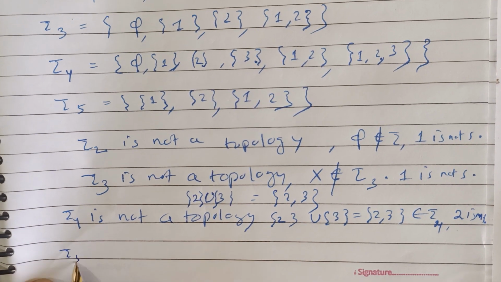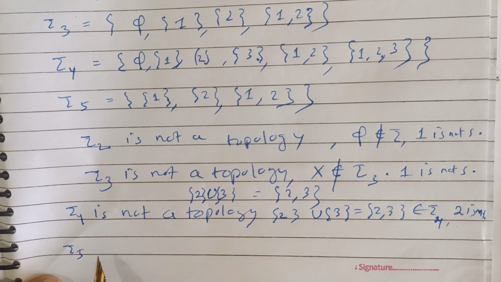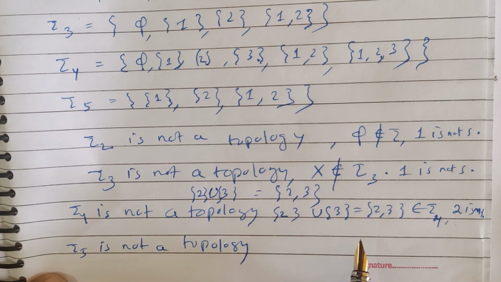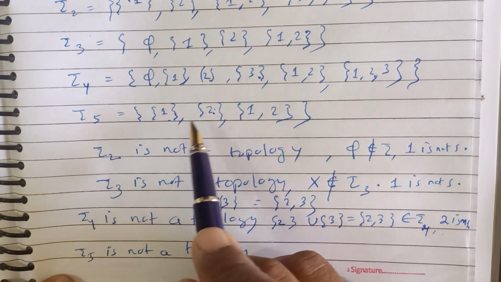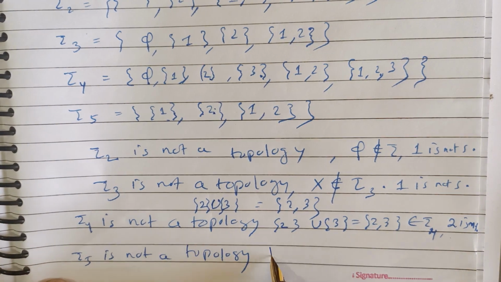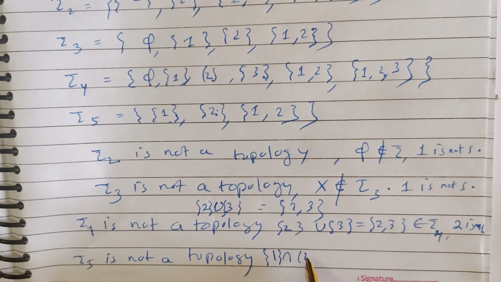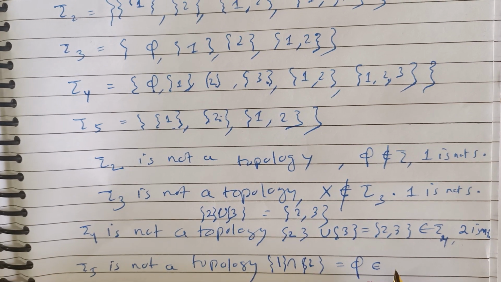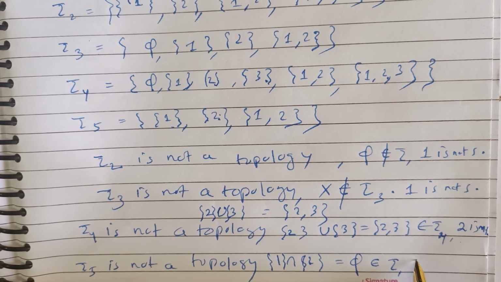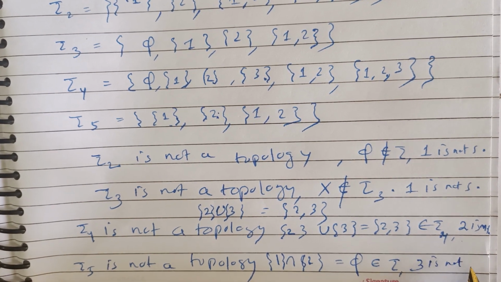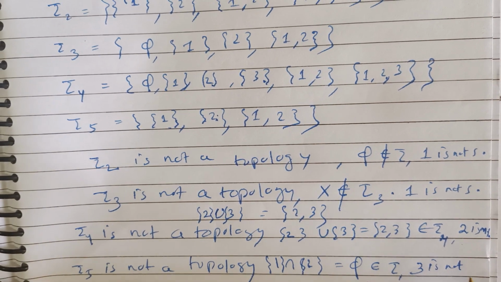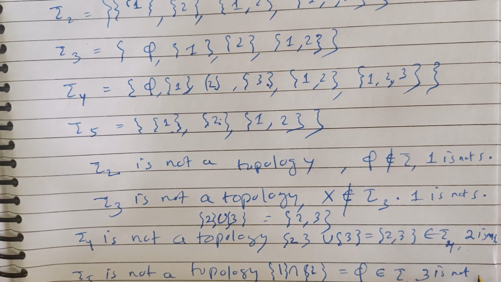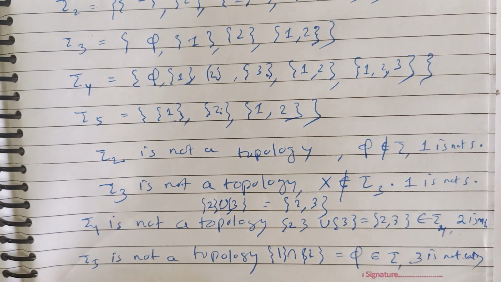And what about tau 5, friends? See, tau 5 is also not a topology. Why, friends? Because you see, these are the elements {1} and {2}. And what is their intersection? The intersection of {1} and {2} is phi, obviously. But this phi is not an element of tau 5. So condition 3 is not satisfied. Also condition 1 is not satisfied, since phi does not belong to the set. I have taken just an example to clarify. Here condition 3 is not satisfied. Hence tau 5 is also not a topology.